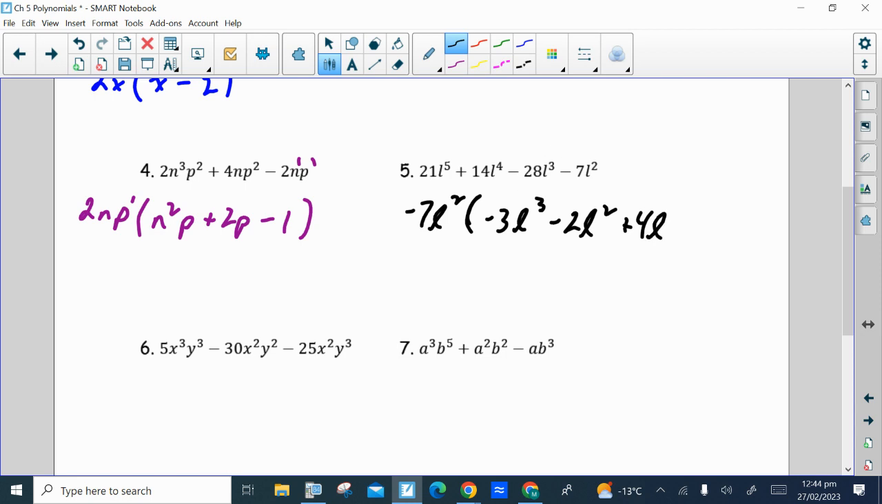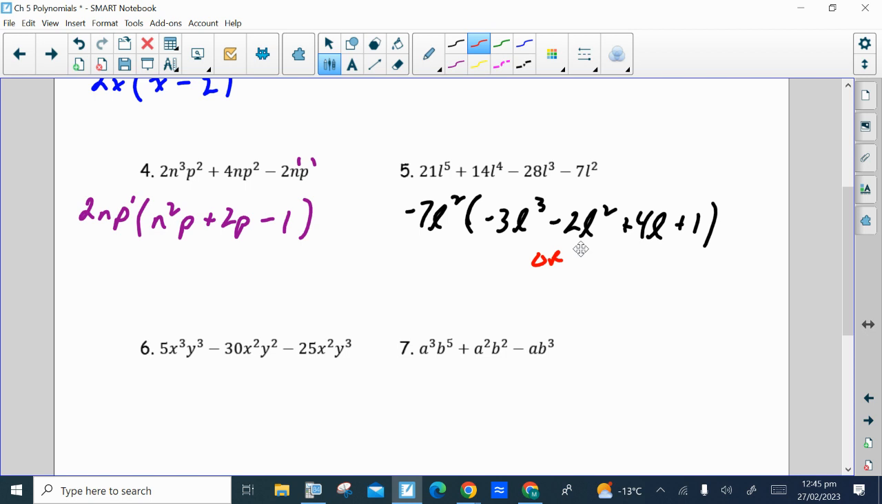And once again, when you divide something by itself, the answer is a 1. But in this case, negative 7 divided by negative 7 will be positive 1. You must have that positive 1 there at the end, so that when you multiply it out, you'll get what you start with. Now, I took out a common factor of negative 7L squared.